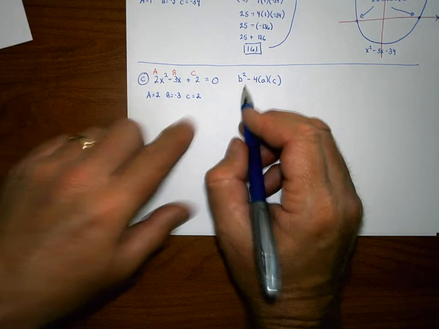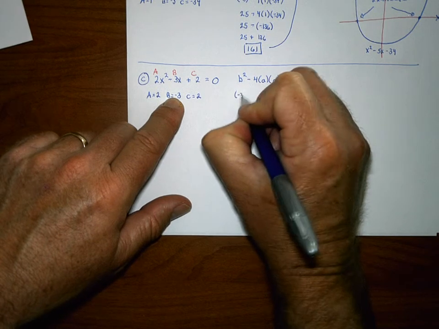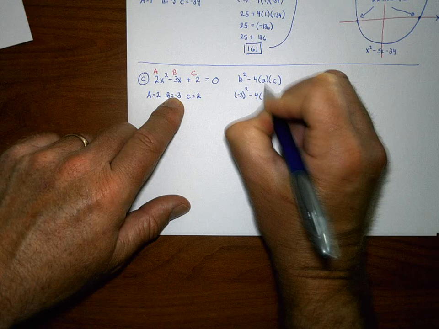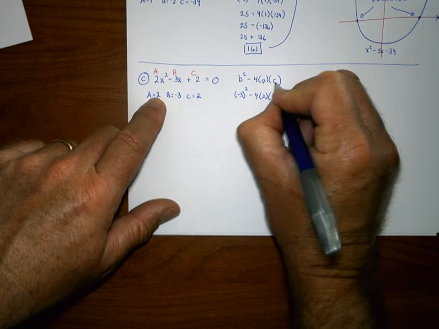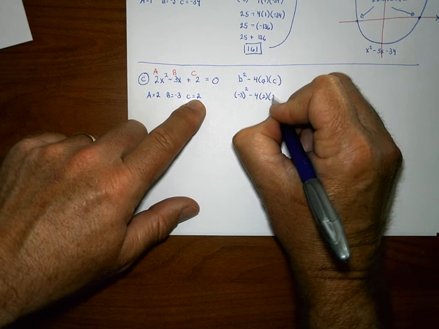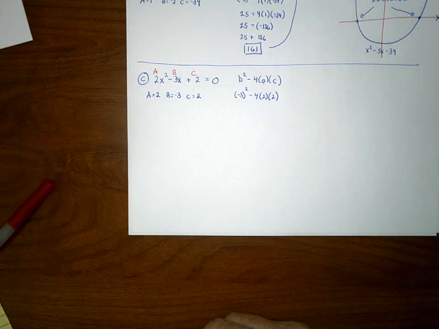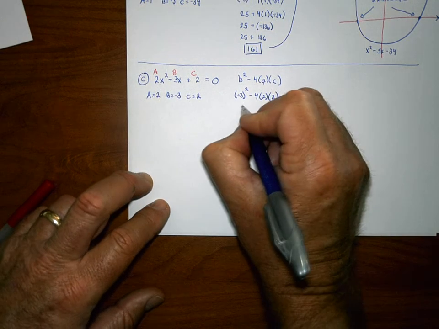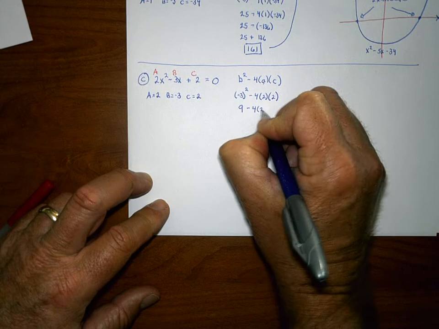So in the place of b, substitute a negative 3, so I get negative 3 to the second power, minus 4 times a, substitute 2, times c, substitute 2, and then we're going to evaluate this expression by following the order of operations. Do the exponent first. Negative 3 to the second power is 9, so I get 9 minus 4 times 2 times 2.